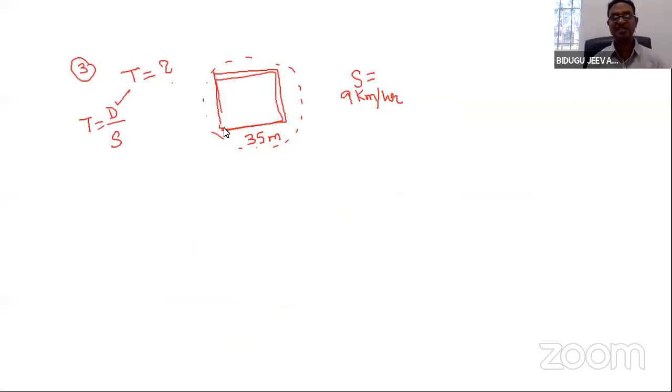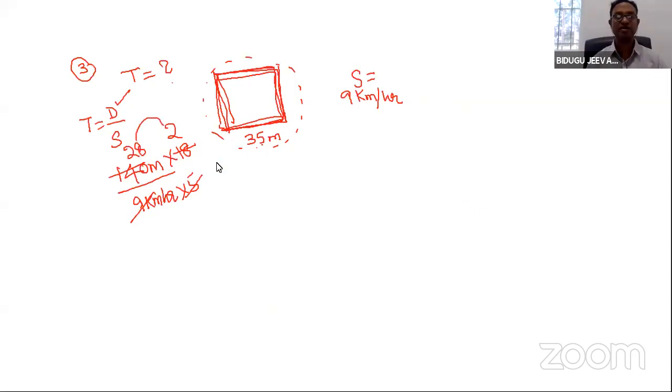Now can you please tell me what is the distance covered by the person? 35, 35, 35, 35. 4 times 35: 2 times 35 is 70, double is 140. So the distance is 140 meters divided by speed 9 kilometers per hour. Let me convert into meters per second: 5 by 18. Calculation: 140 times 18 by 45 is 56 seconds. So this is the answer, 56 seconds, which is available in 4th class.